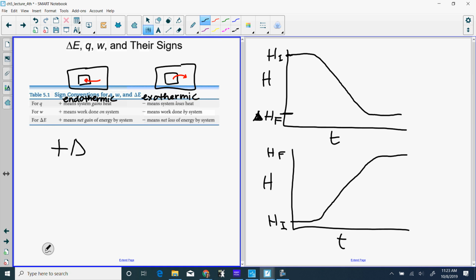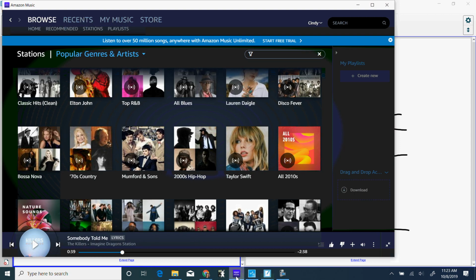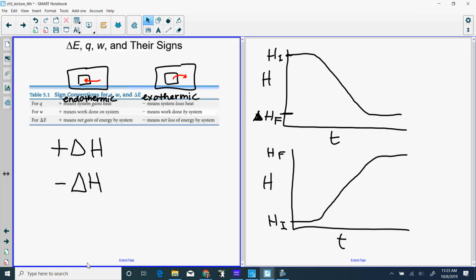What you're going to do with your battle buddy is label the graphs. Which one is a positive change in enthalpy? Which one's a negative change in enthalpy?